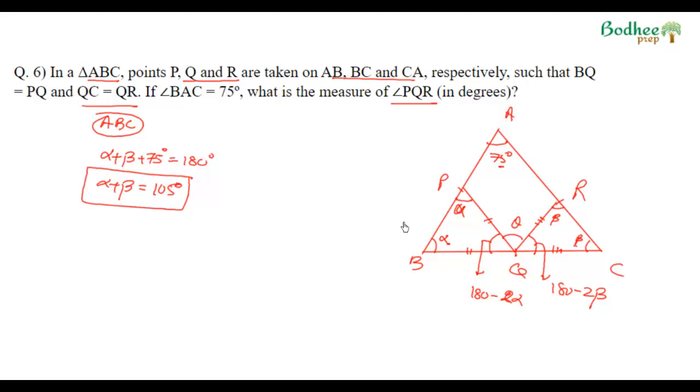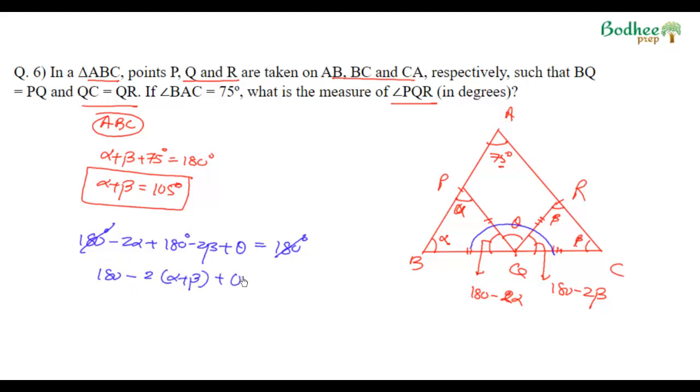Further, if I add all these 3 angles, then it has to be 180 degrees. So let us do that. It will be 180 minus 2 alpha plus 180 minus 2 beta plus theta, this angle, and it should be equal to 180 degrees. Right? Now we can get rid of one 180, and we have 180 minus 2 times alpha plus beta plus theta is equal to 0.